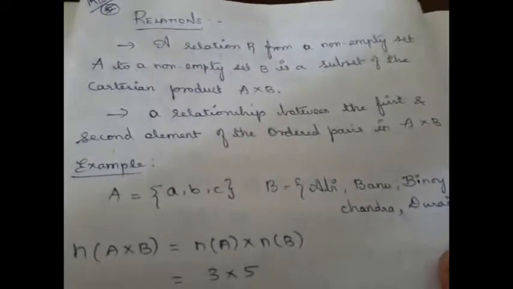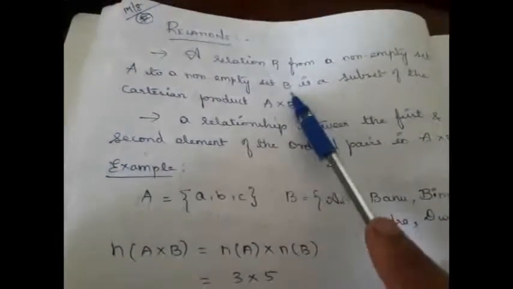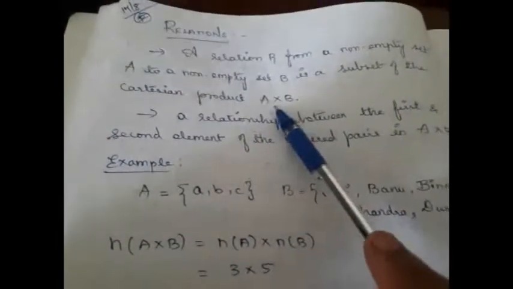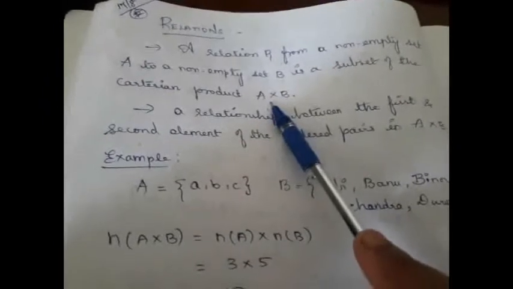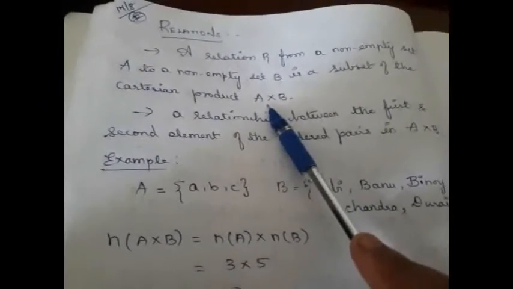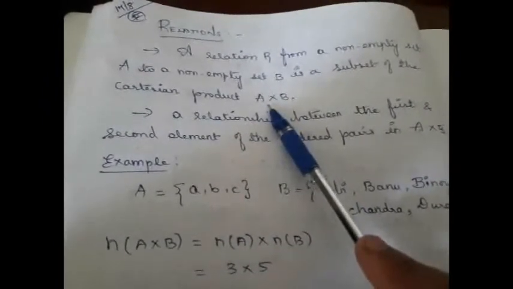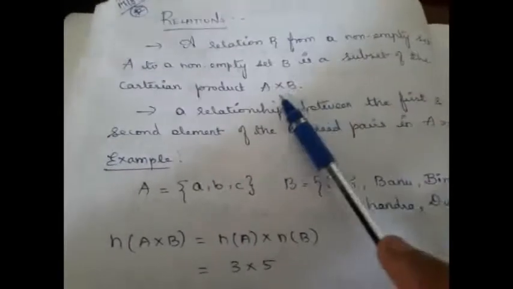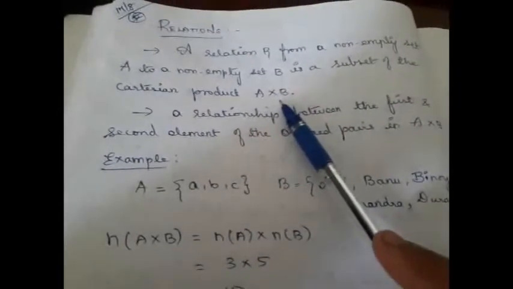So what is meant by a relation? A relation R from a non-empty set A to a non-empty set B is a subset of the Cartesian product A cross B. So what is meant by a relation? Relation is nothing but a subset of the cross product A cross B, the Cartesian product, right?